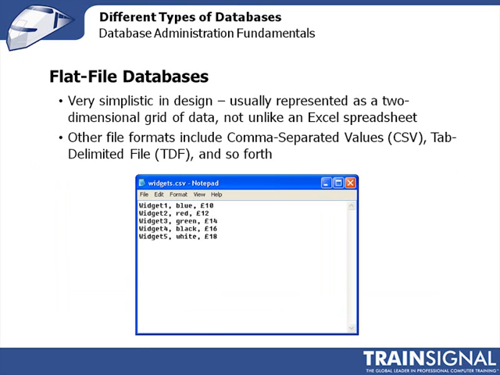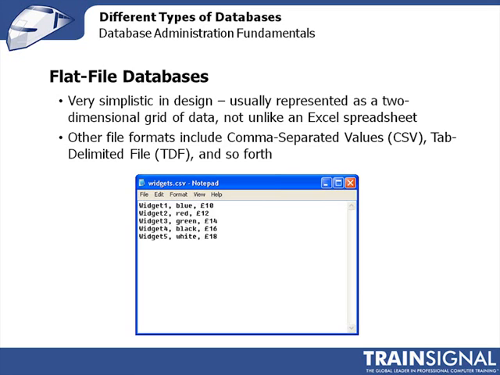The first type of database out there is called a flat file database, and you may have worked with these already. If you've ever put data into an Excel spreadsheet, for example, you've created what is essentially a flat file database. These are very simplistic in design. Other formats can include something like a comma-separated values, or CSV file, a tab-delimited file, or TDF, and so forth.